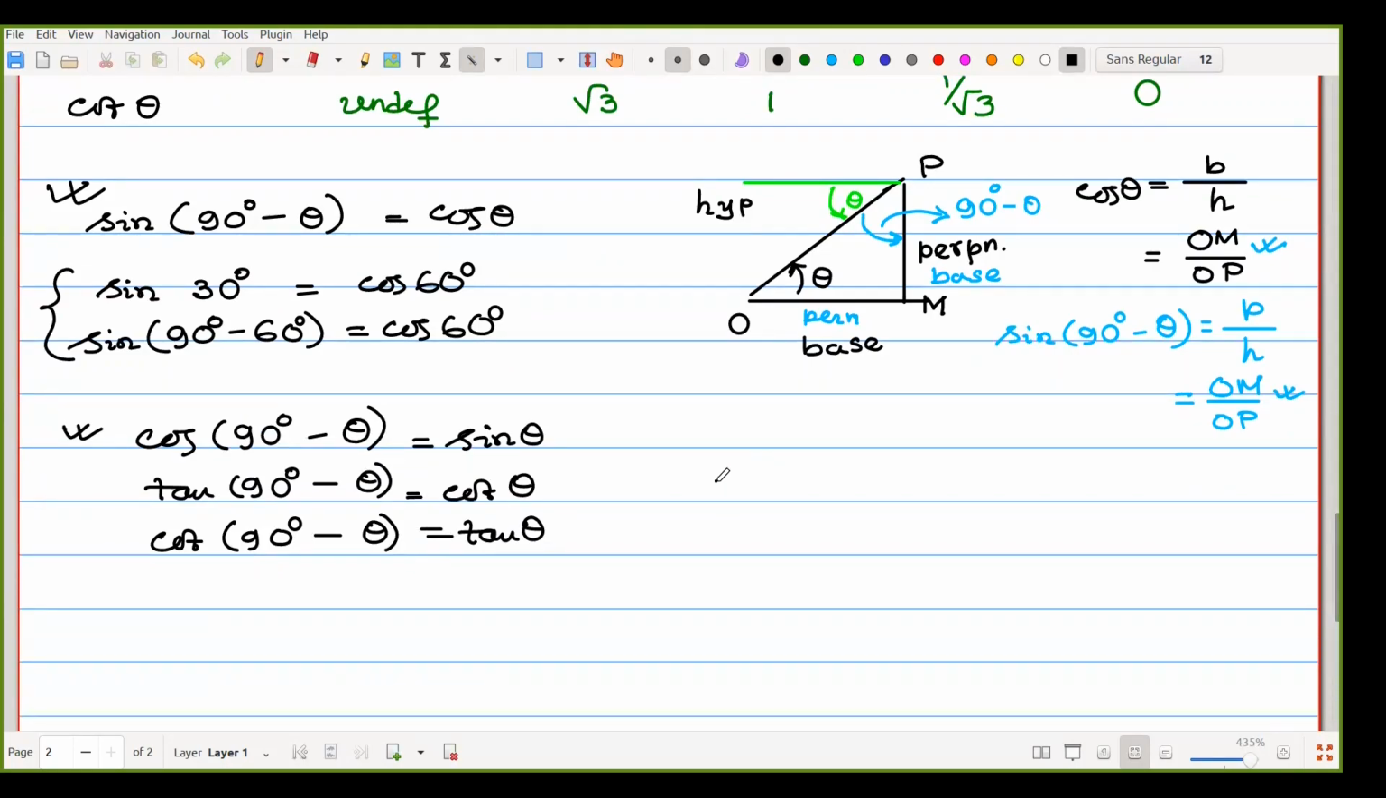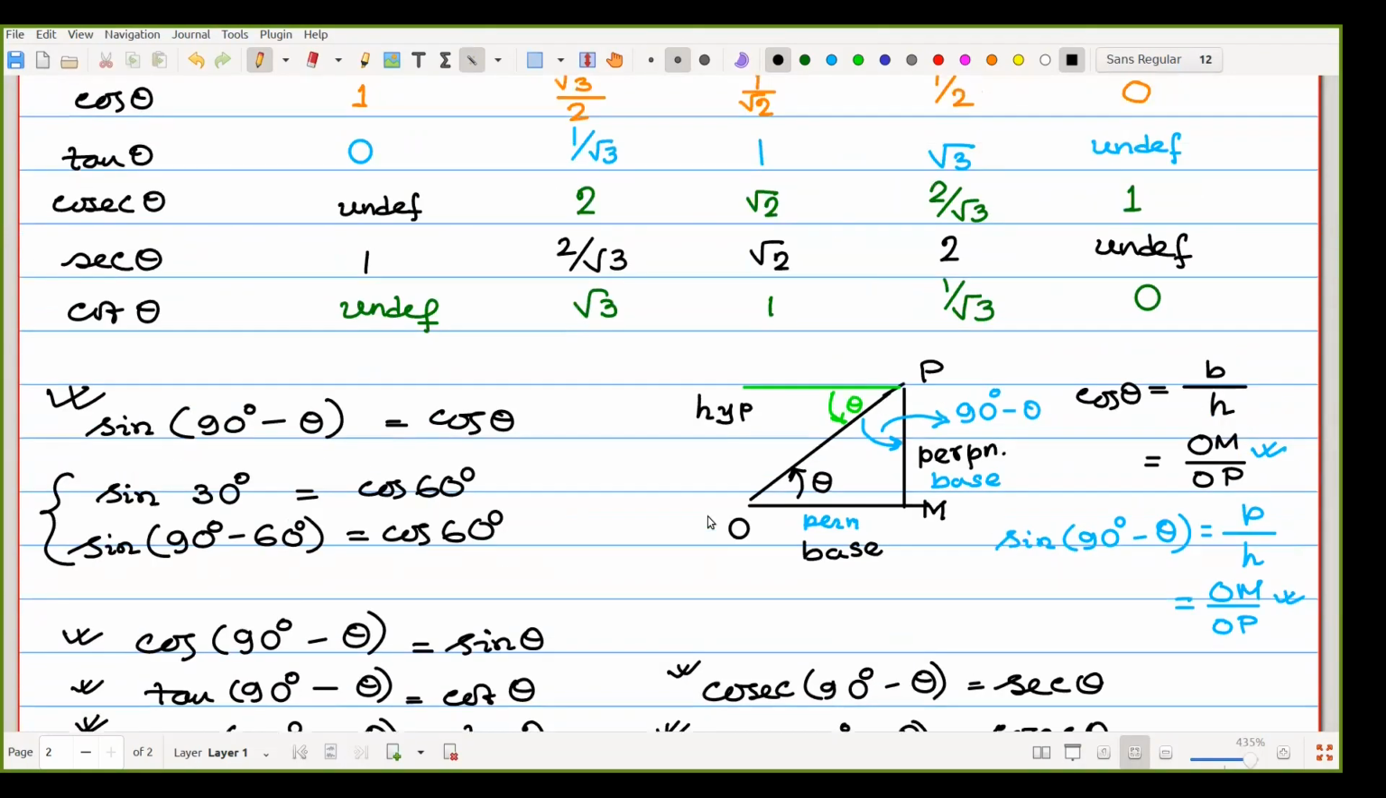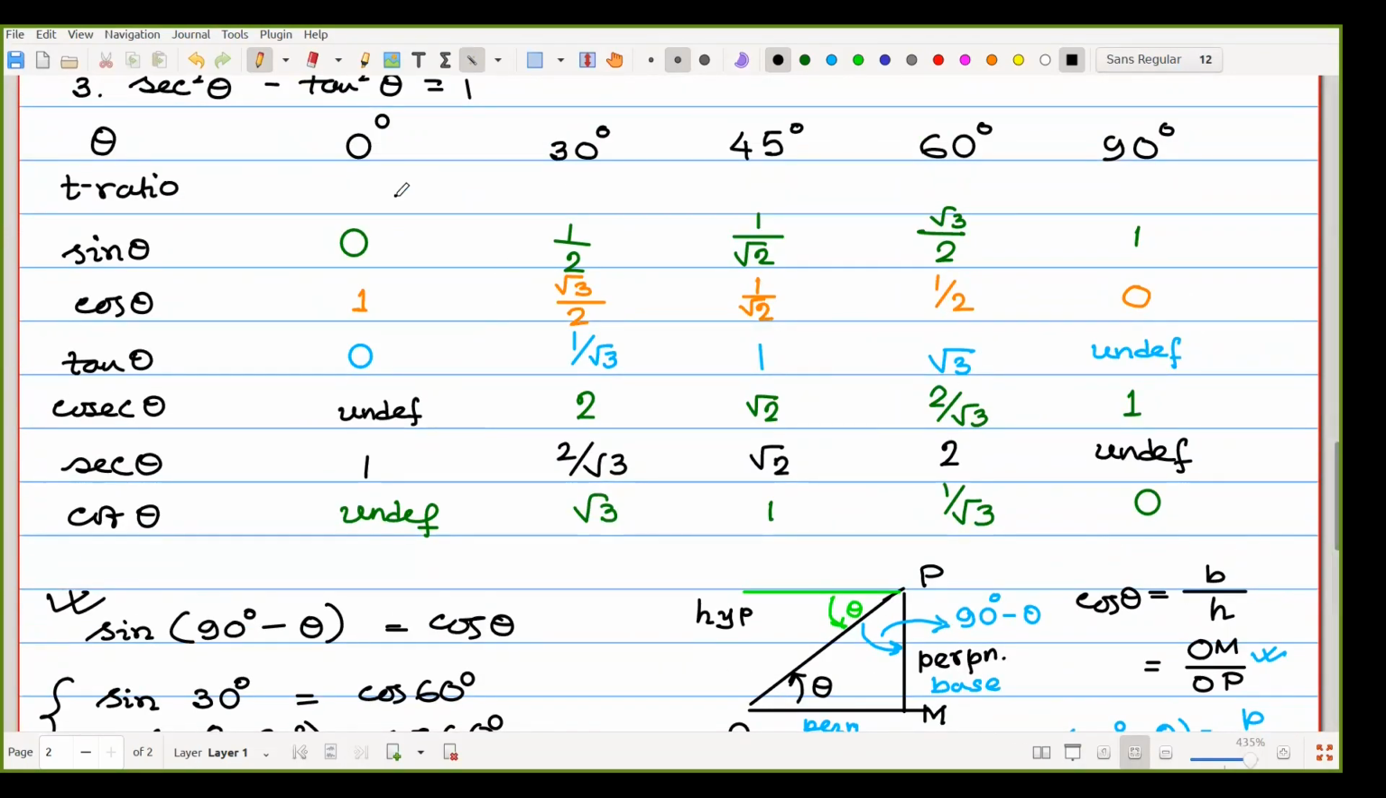Same as the other two, that is cosec of 90 degree minus theta is equal to sec theta, and sec of 90 degree minus theta is equal to cosec theta. So those are also very important for the other problems. There are also some relations among the trigonometric ratios that will be discussed later. But for the next problems, we have to use those particular values. Okay.